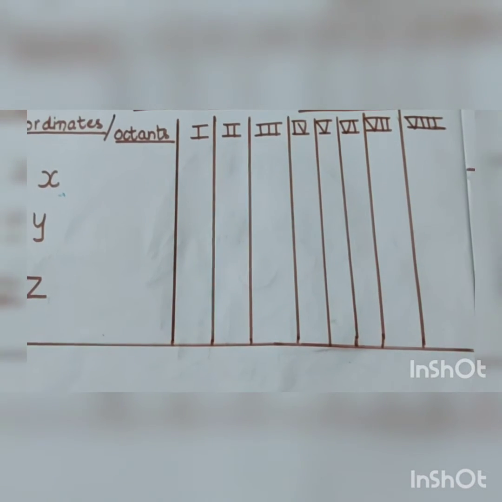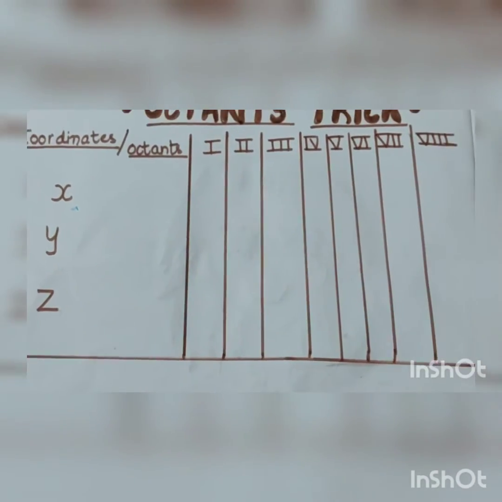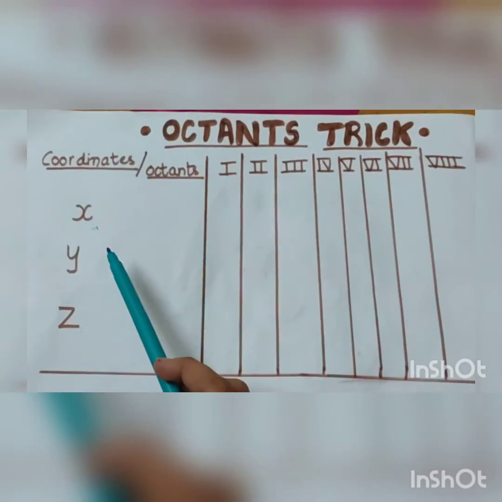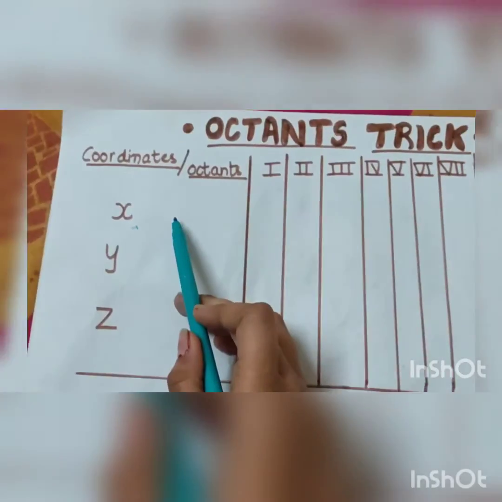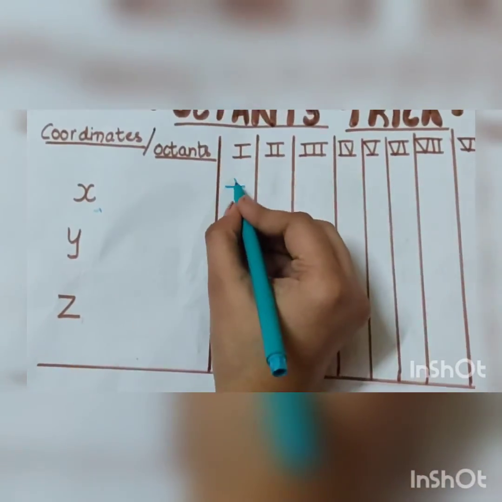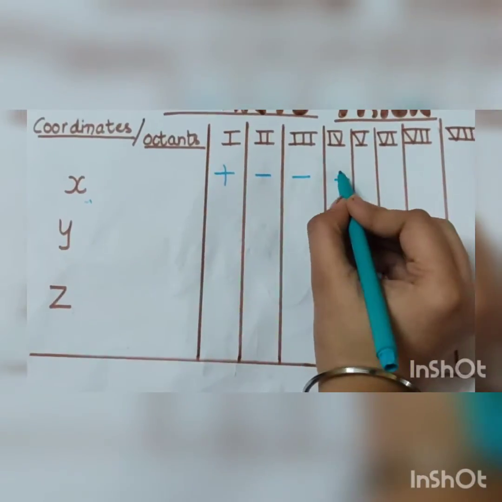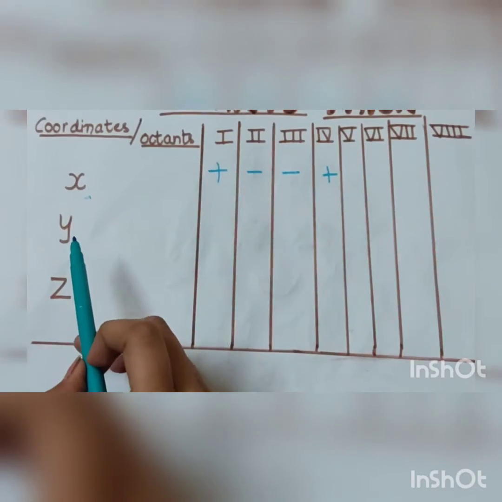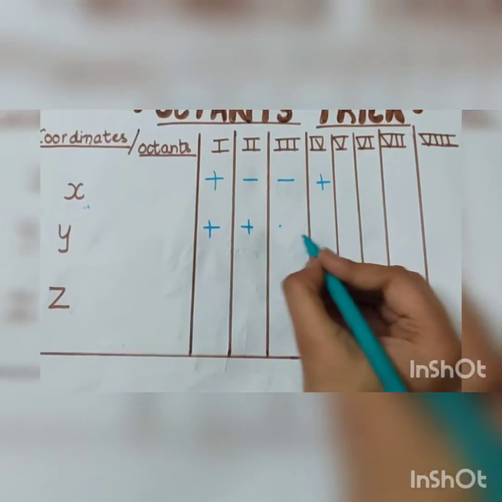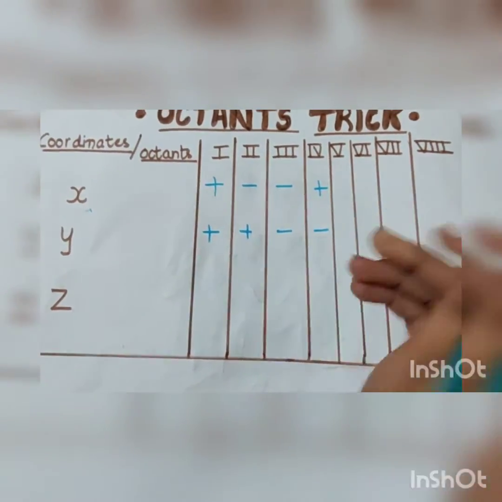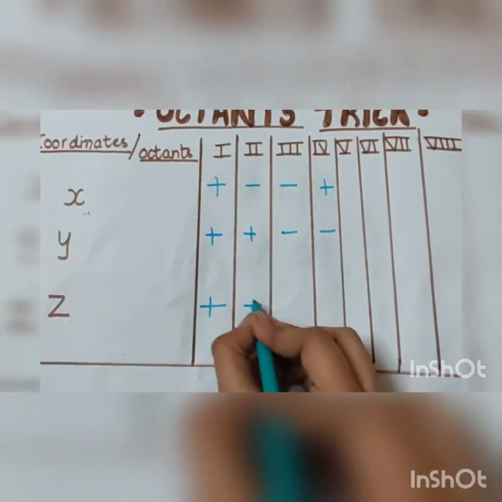Now I'm going to reveal a super easy trick which will help you memorize when an octant's coordinate will be positive or negative. To begin with the x coordinate, first we'll see the first 4 octants. In the first octant we'll write a positive sign. In the second and third we'll write 2 negatives, and again 1 positive. Now for the y coordinate, we'll write 2 positives and 2 negatives. And in the z coordinate, we know that the first 4 octants are positive.